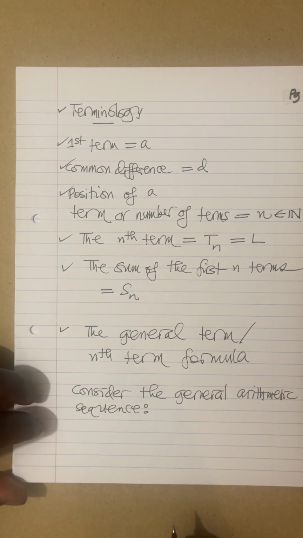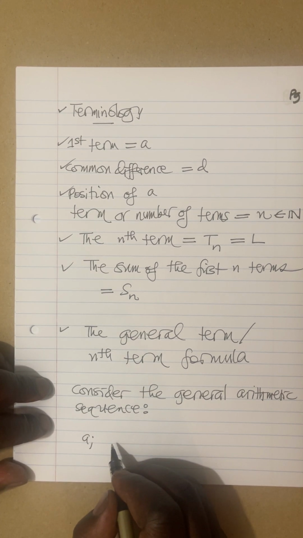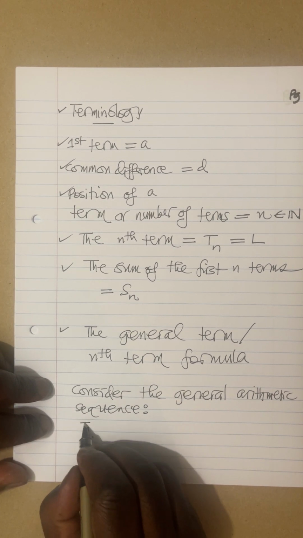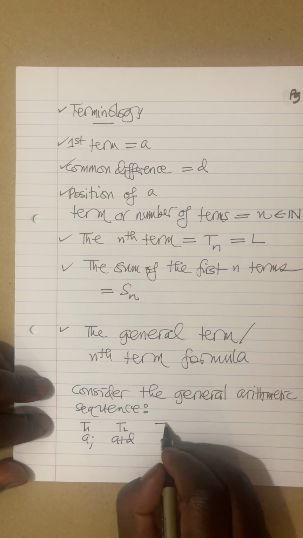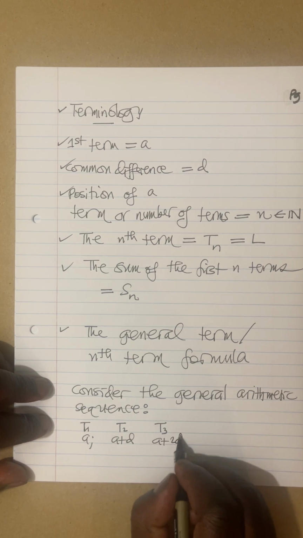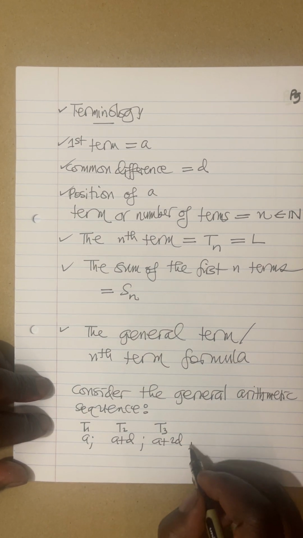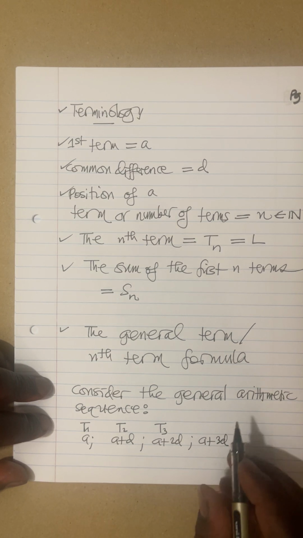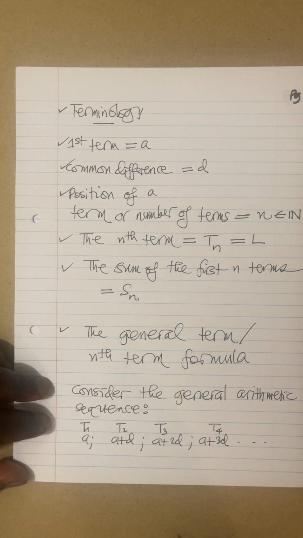So by using that definition, and considering our terminology, we can say our first term is a. That's term number 1, T1. Term number 2 will be a plus the common difference d. Term number 3 will be a plus 2d, because we're adding d to each term. Add d here, add d, add d, and you get term number 4, which is a plus 3d. And you can continue. So this is our general arithmetic sequence.